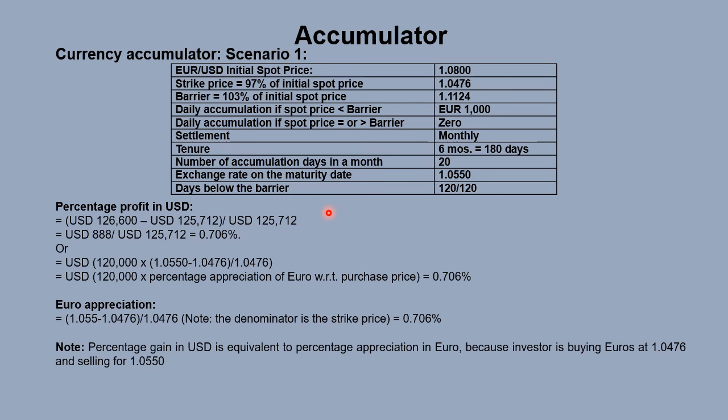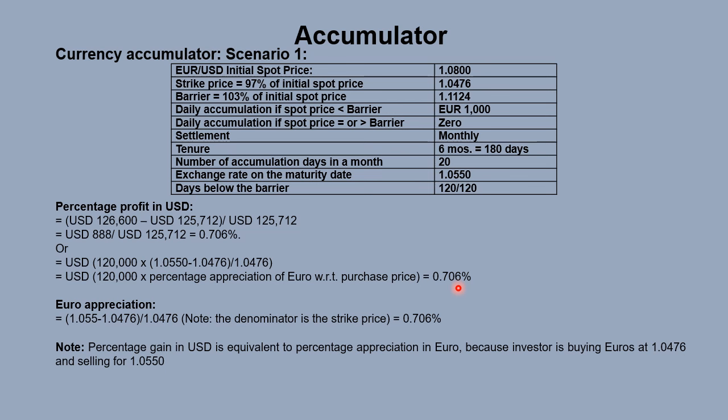The percentage profit in terms of the US dollar is USD 126,600 minus USD 125,712 divided by USD 125,712, which is the investment amount, which is equal to USD 888 divided by USD 125,712, which is 0.706%. This is the same as USD 120,000 into 1.055 minus 1.0476 divided by 1.0476, which is equal to USD 120,000 into the percentage appreciation of the euro with respect to the purchase price.